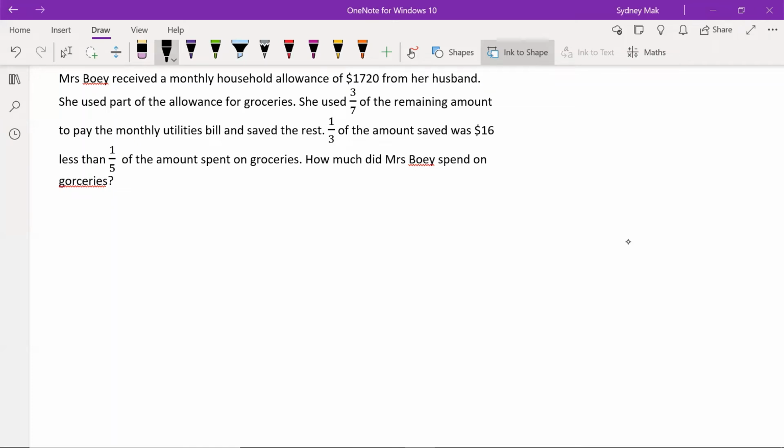Hi, I'm Sydney here. So this is the Singapore Primary 5 questions. Let's see what are the steps that are suitable for the Primary 5 students.